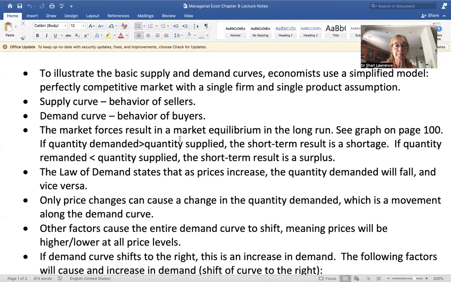All right, now, next let's talk about equilibrium. So these natural market forces will result in a market equilibrium in the long run. And this graph is on page 100. So let me pull that up. Let me stop sharing again and pull that up.